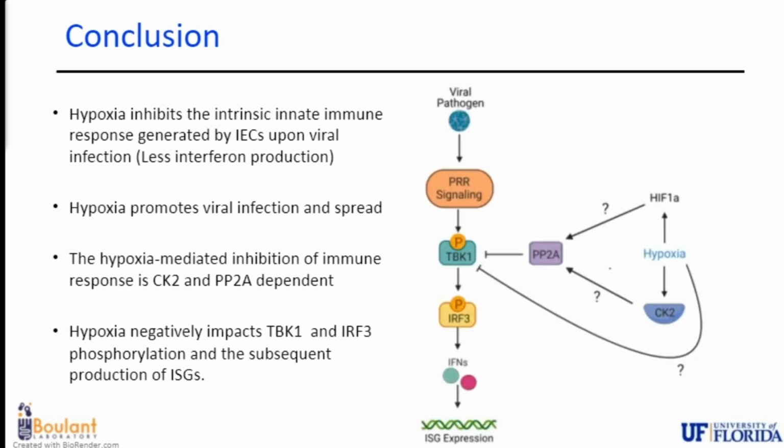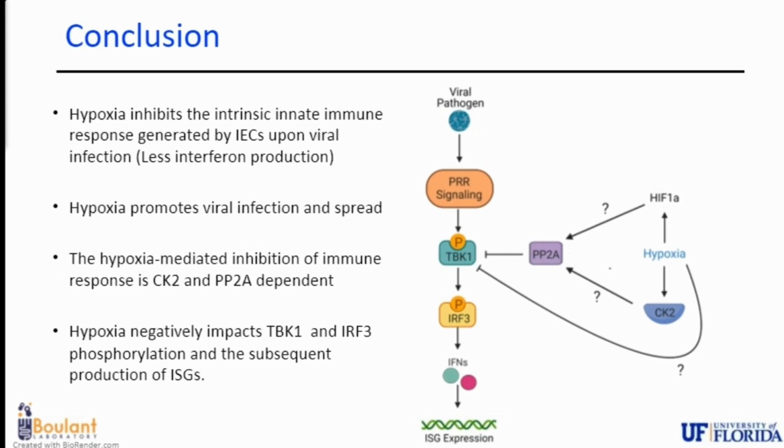If I put this into a schematic, normally when you have virus infection in intestinal epithelial cells, you are sensed by the pathogen recognition receptor, which activates phospho-TBK1 and IRF3, and then you make interferon, and that basically fights the virus. However, under hypoxia, we have a CK2-PP2A pathway that will down-regulate this activation and promote virus infection.